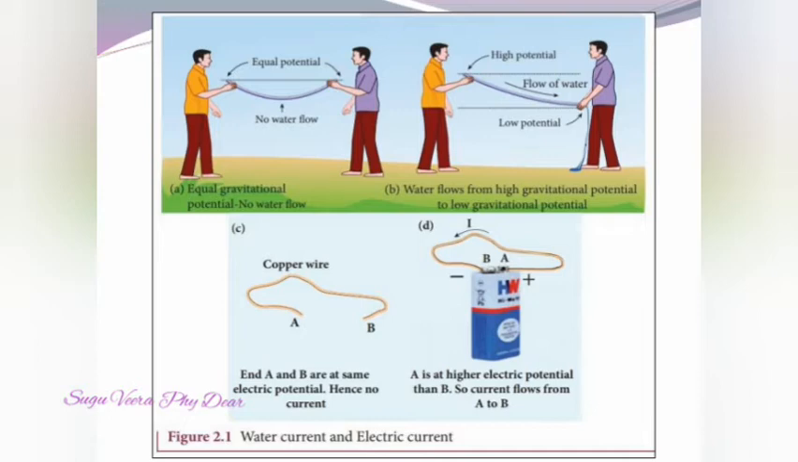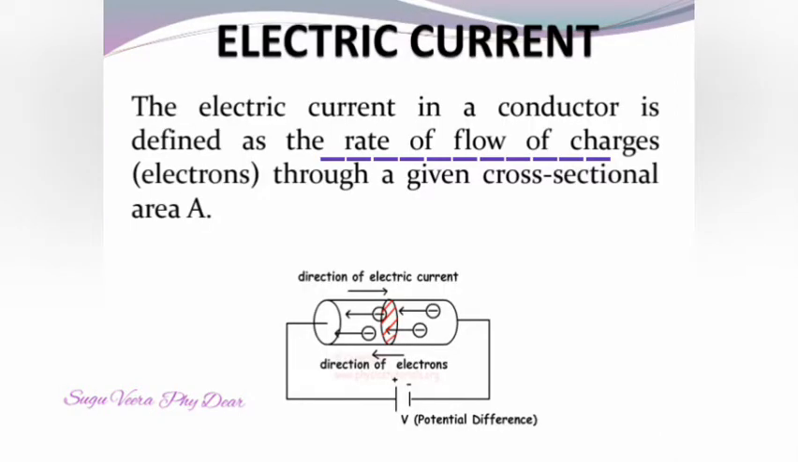Next, electric current. The electric current in a conductor is defined as the rate of flow of charges through a given cross-sectional area. This is important for 2 marks.